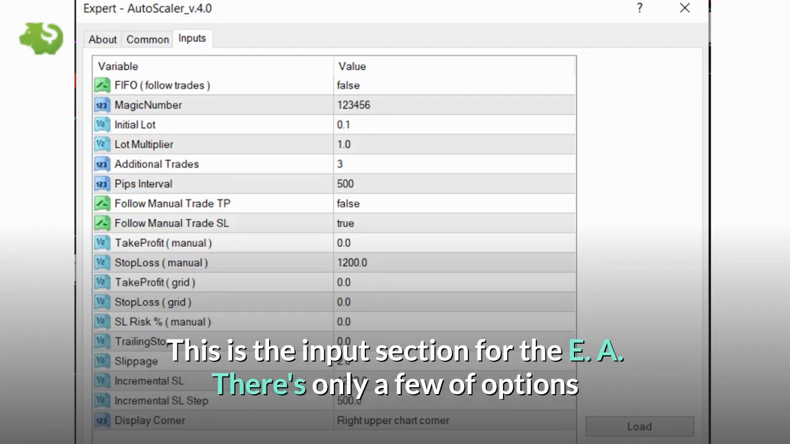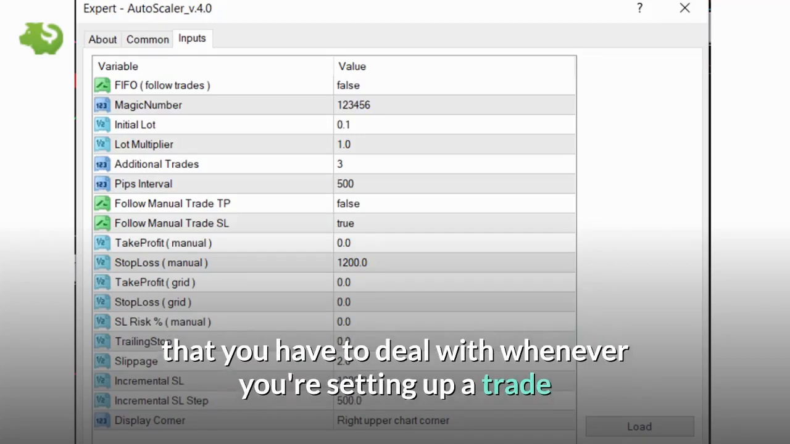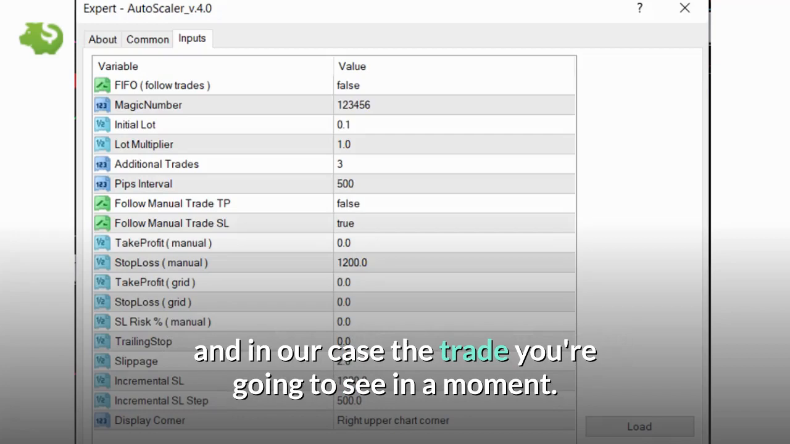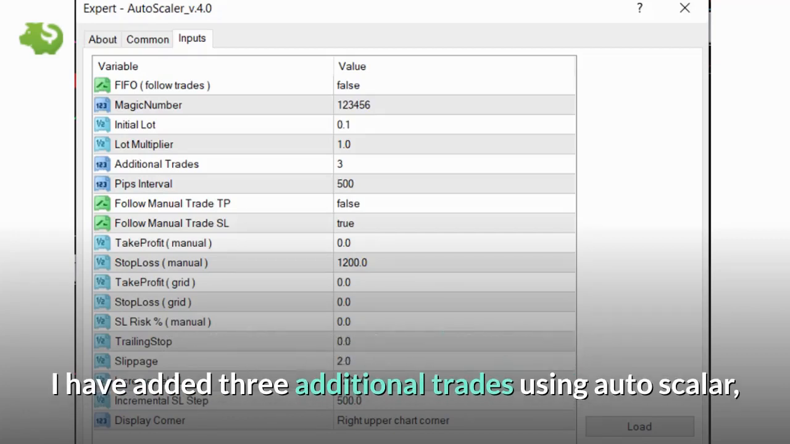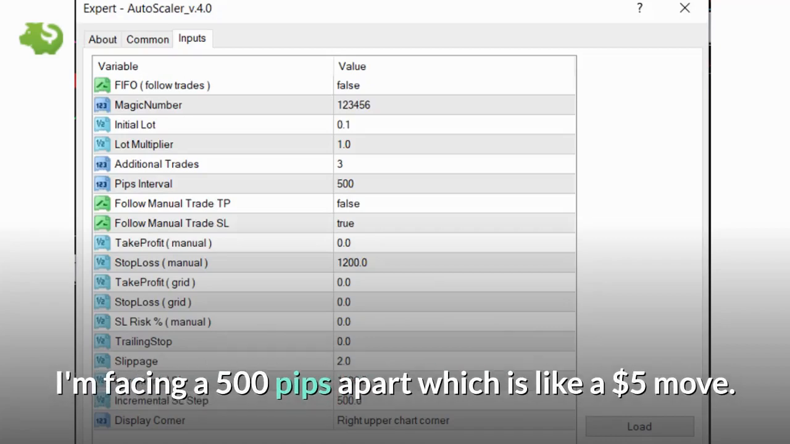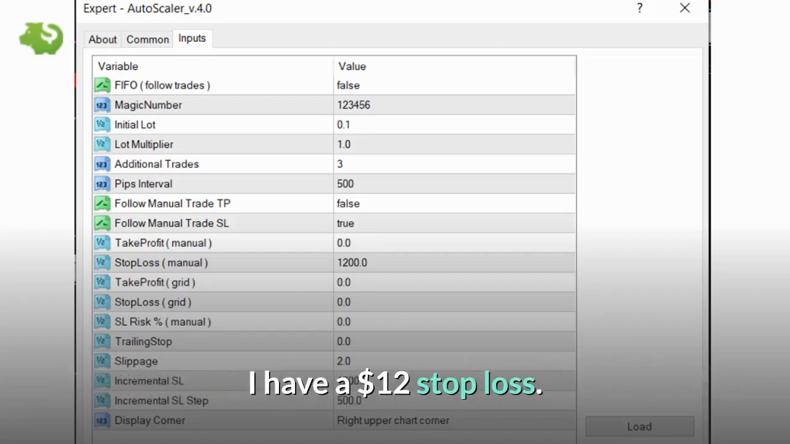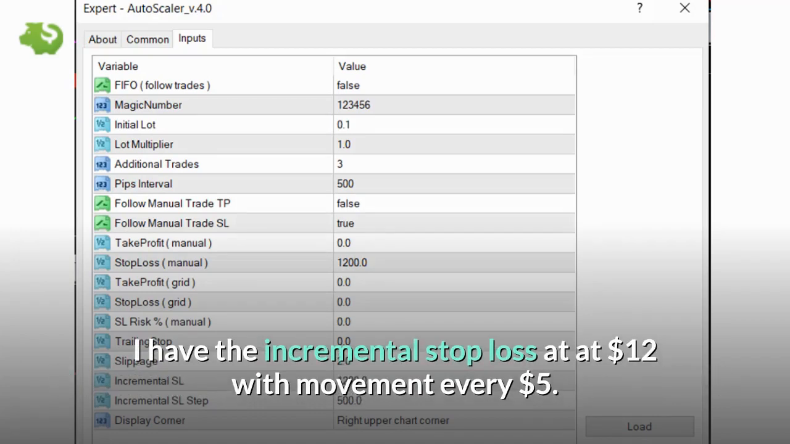There's only a few options that you have to deal with whenever you're setting up a trade. And in our case, the trade you're going to see in a moment, we're trading mini lots. I have added 3 additional trades using AutoScaler. I'm spacing them 500 pips apart, which is like a $5 move. I have a $12 stop loss. I have the incremental stop loss set at $12 with movement every $5.